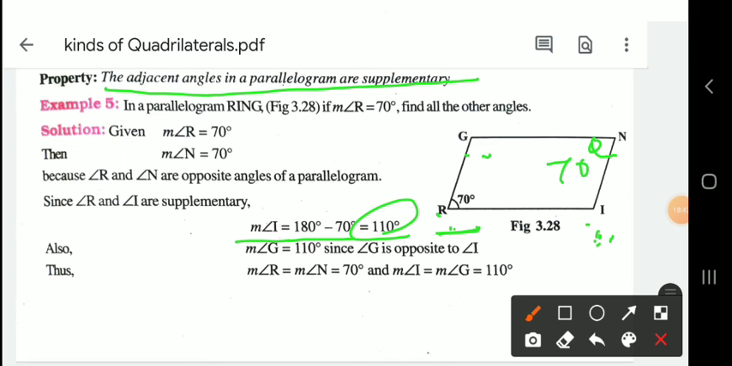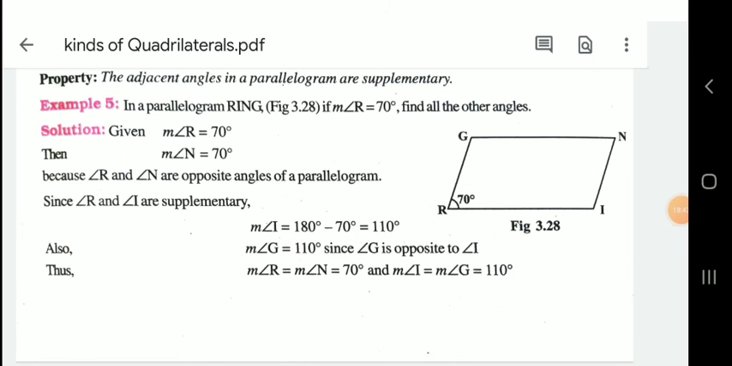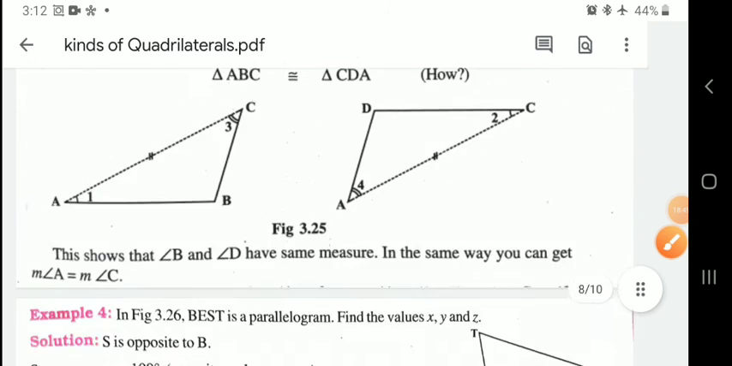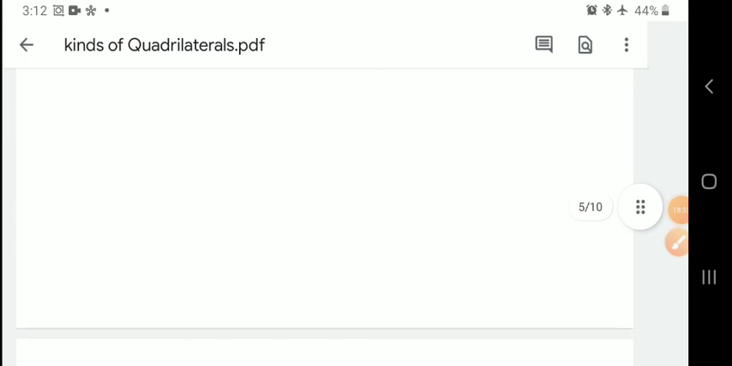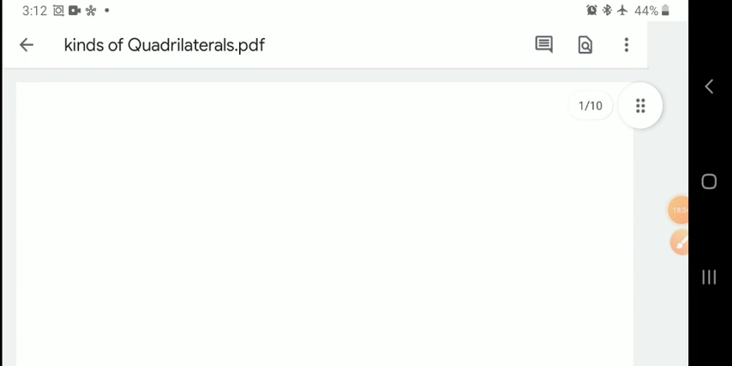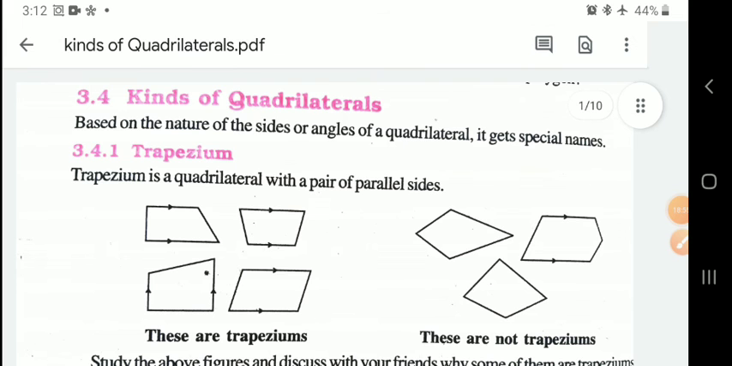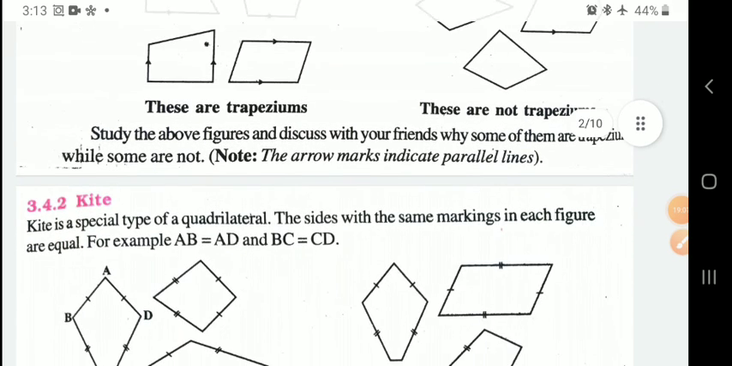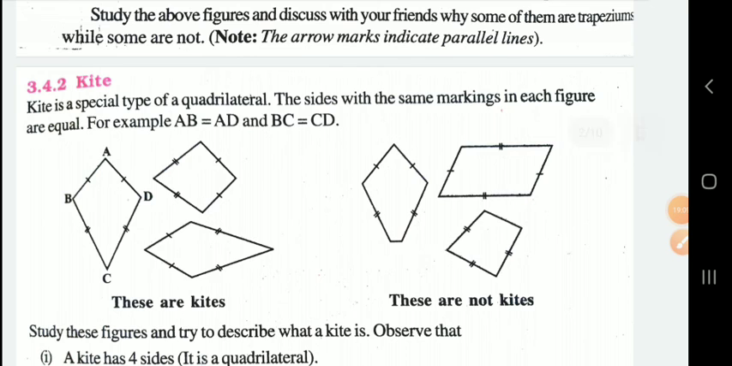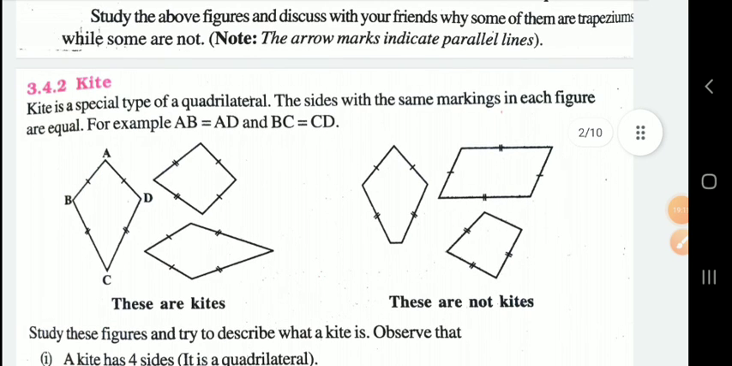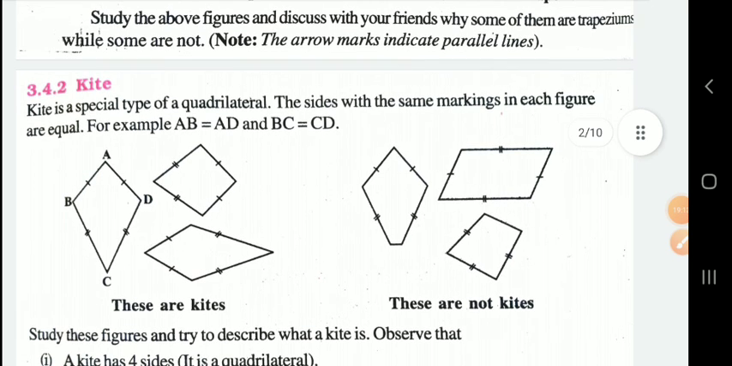Okay students, did you understand? So in today's lecture we have discussed kinds of quadrilateral. First one is trapezium, right? In trapezium only one pair of parallel sides. So trapezium contains only one pair of parallel sides. Trapezium is also a quadrilateral. Kite is a quadrilateral having 4 sides, and there are exactly 2 pairs of equal adjacent sides.